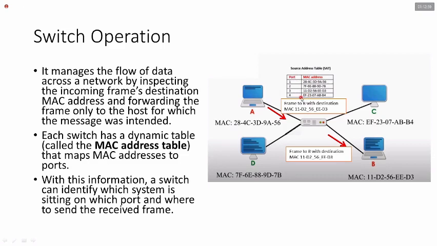What is the port? Which port is connected to 11D256? Port 3, right? So from this table you can see it's port 3. So it will forward it to port 3, the port connected to B, right?